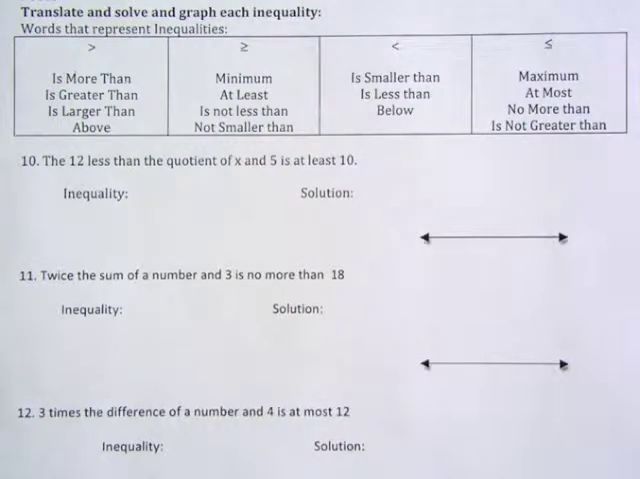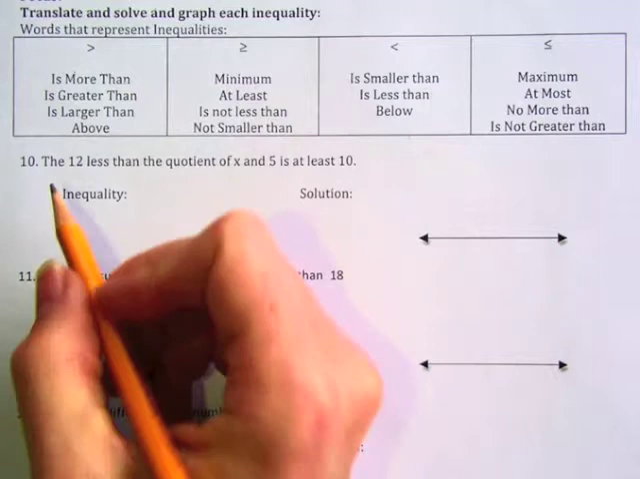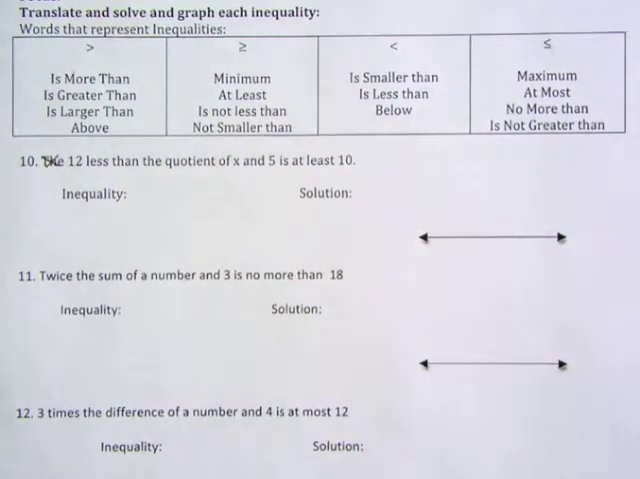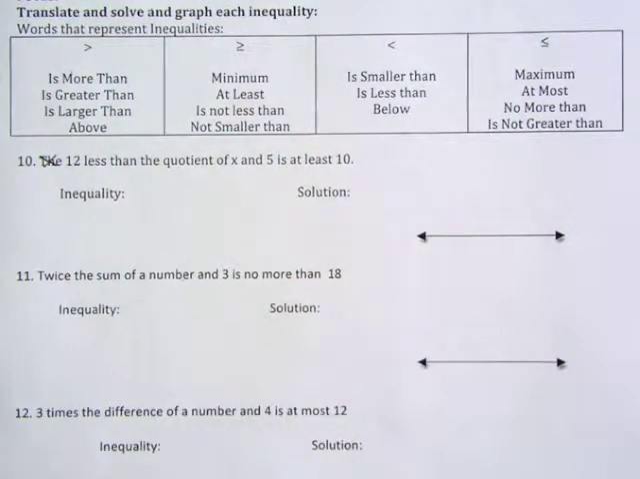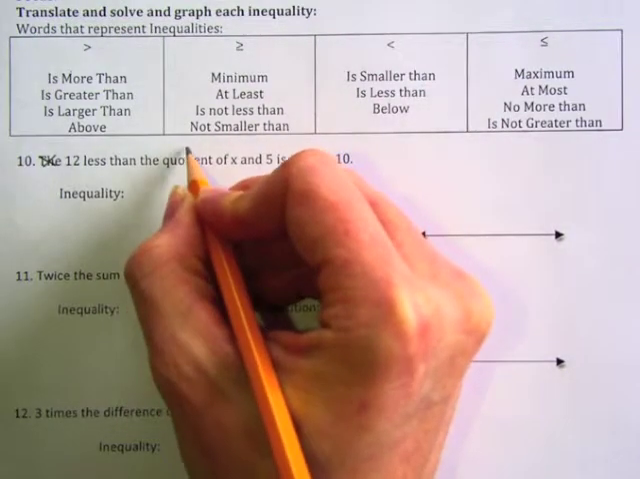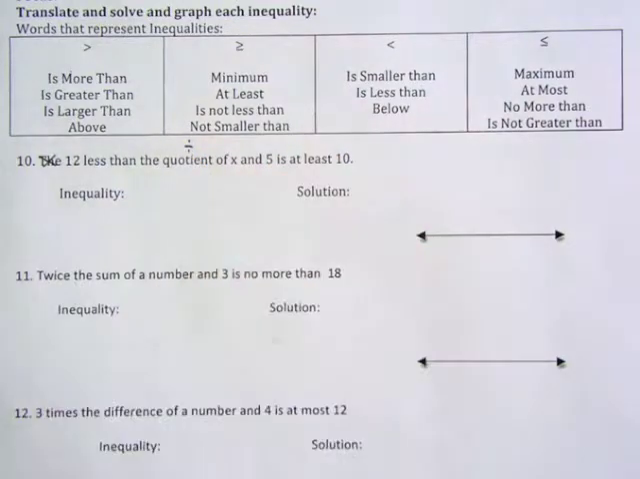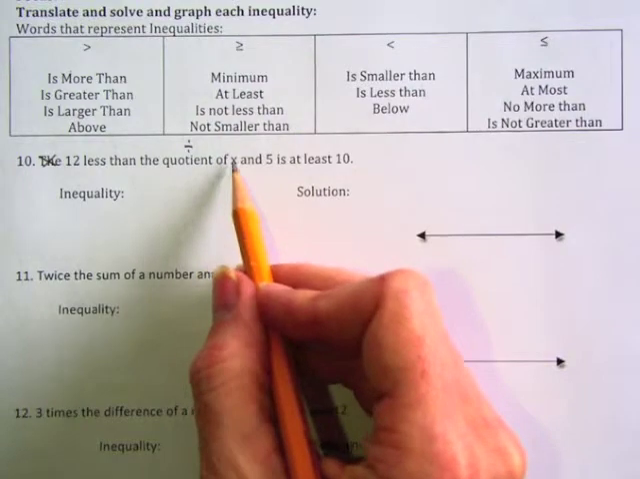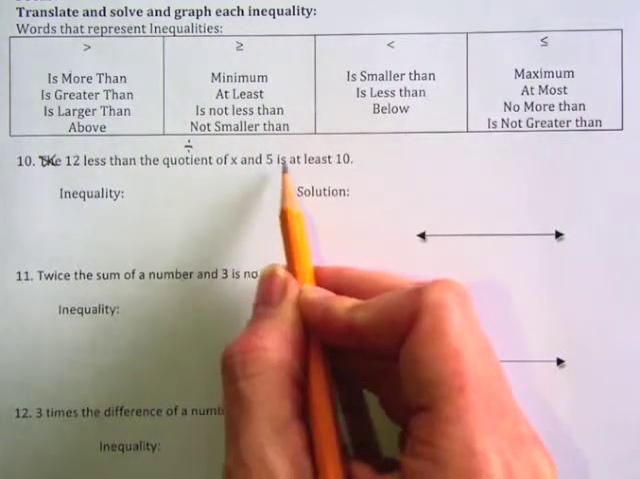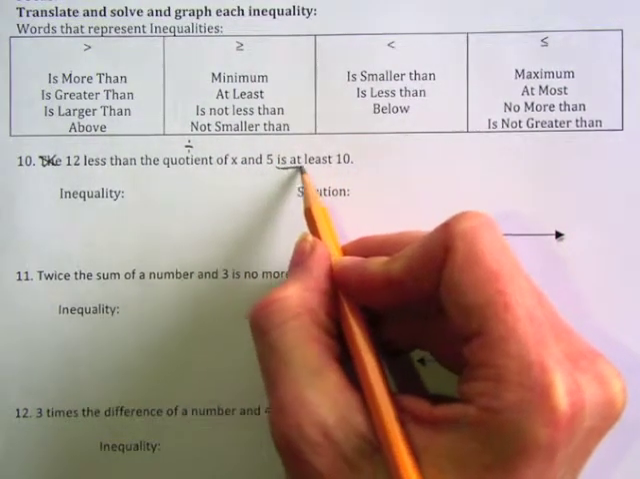So the first problem says, we're going to go ahead and eliminate that word, the. 12 less than the quotient of x and 5 is at least 10. Okay, we read it again. 12 less than the quotient. What does quotient mean? Well, hopefully at this point we're pretty comfortable with that word. We know quotient means division. And the question is, what are we dividing? The quotient of x and 5 is at least, that's one of our words above.